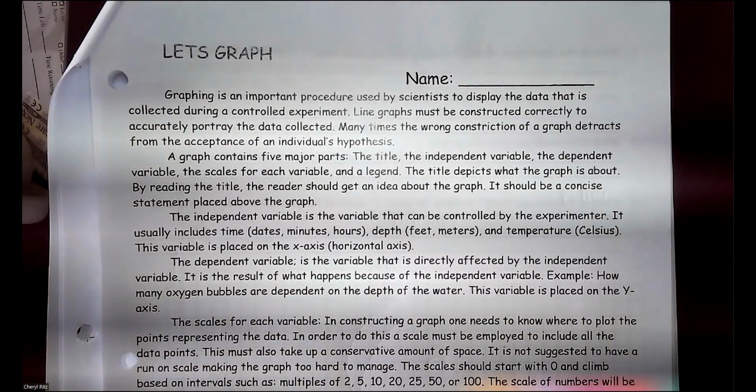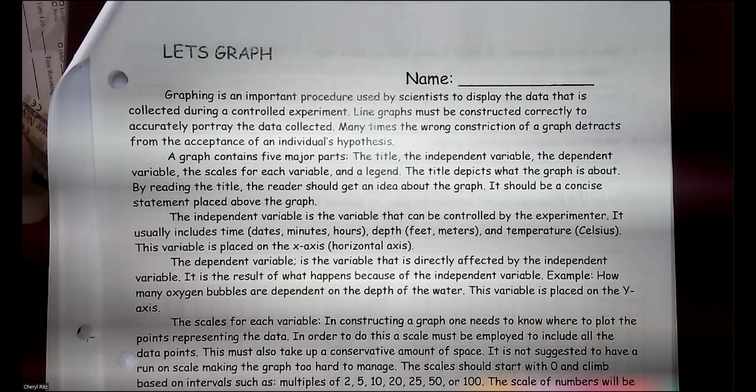Graphing is an important procedure used by scientists to display the data as collected during a controlled experiment. Line graphs must be constructed correctly and accurately portray the data collected. Many times, the wrong construction of the graph detracts from the acceptance of the individual hypothesis. The graph contains 5 major parts. Think back to last year. The title, independent variable, dependent variable, the scale for each variable, and the legend. The title depicts what the graph is about. By reading the title, the reader should get an idea about the graph. It should be a concise statement placed above the graph.